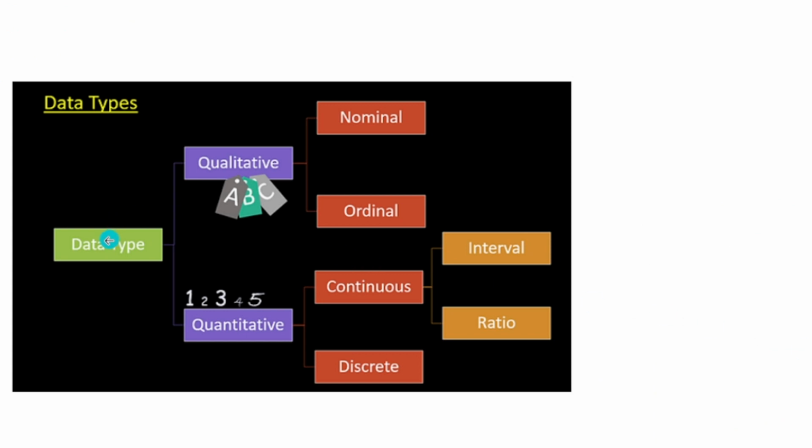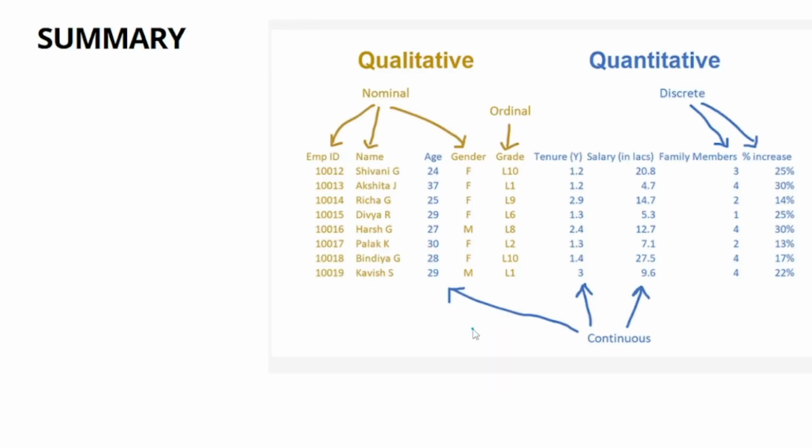So data are of two types, qualitative and quantitative. Qualitative data can be divided into nominal and ordinal data. Quantitative data can be divided into continuous and discrete data. Continuous data can be further divided into interval and ratio. So let us look into an example where I have a data set with employee ID, name, age, gender, grade, tenure, salary, family members and increase.